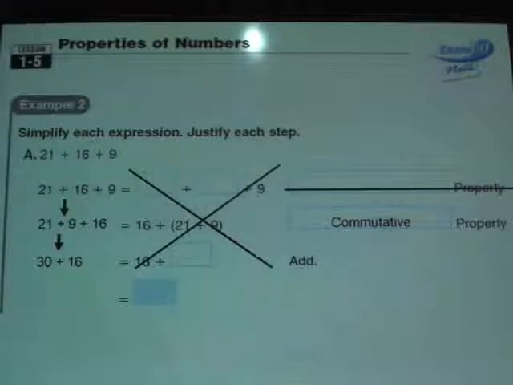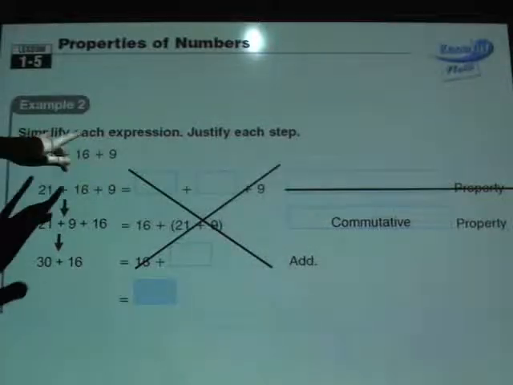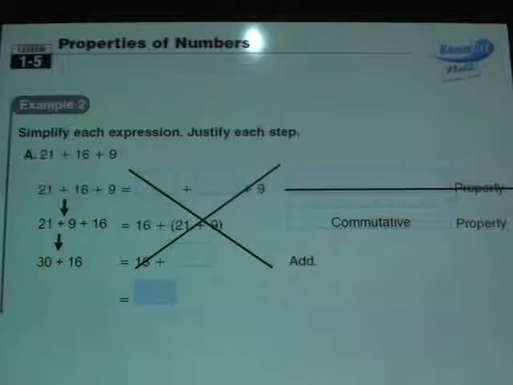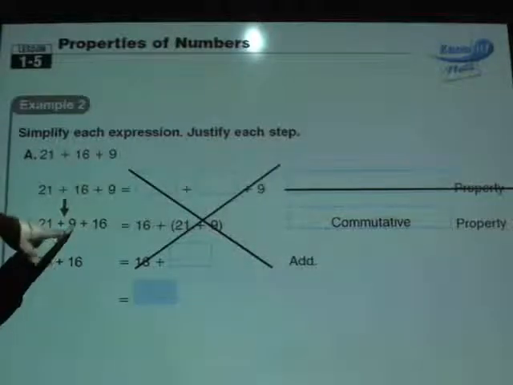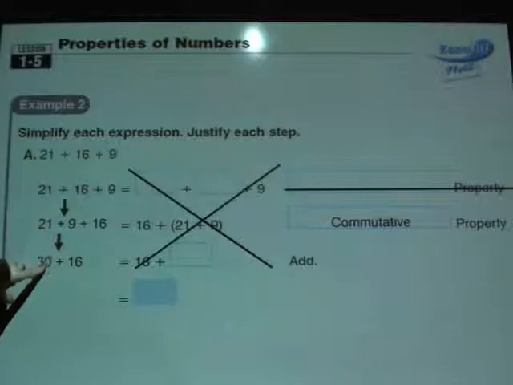So in the first part here, as you can see, what we did is we flipped the order here by inverting the 16 and the 9. And of course I can do that by the commutative property, because again, the commutative property says I can change the order of the numbers and still get the same result. So I've got 21 plus 9 plus 16 now. Now, as you can see, the reason we did that is because now this is going to force me to do 21 plus 9 first. 21 plus 9 is going to go together to make 30.